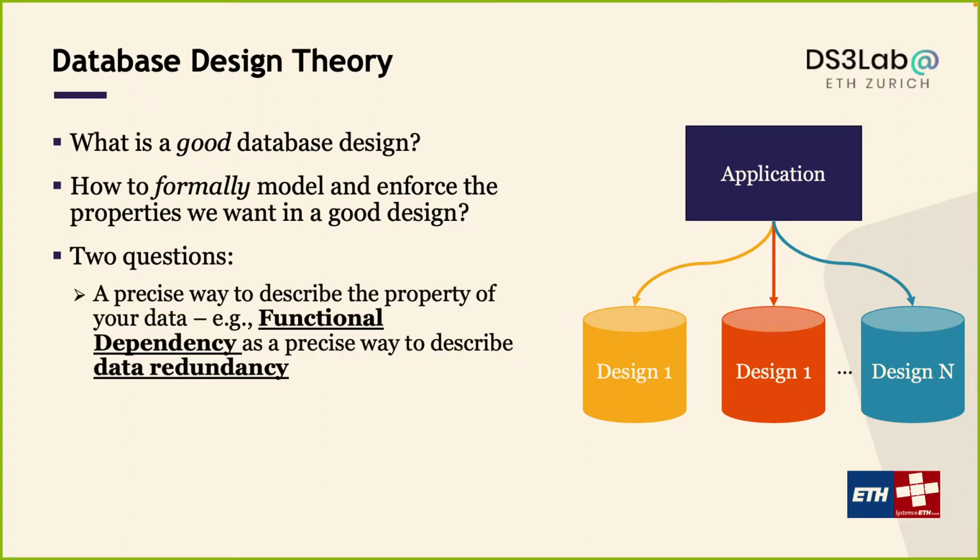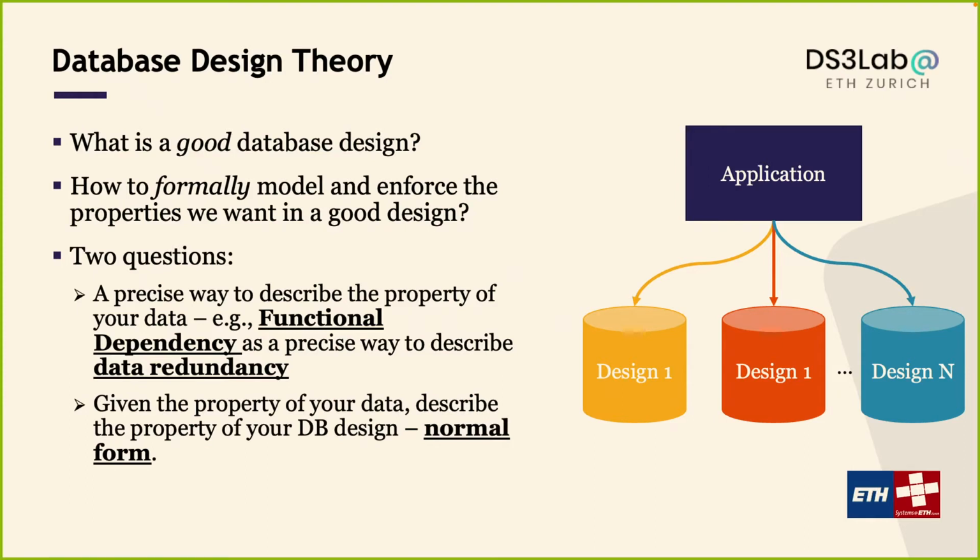So there are two fundamental questions, right? The first one is we want to have a precise way to describe the property of our data. And in the last lecture, we talked about the notion of functional dependency as a precise way to describe the redundancy that you have inside your application. And the other side of the coin is, given the property of your data, how to describe the property of your database design. And that is something we are going to talk about today by introducing the notion of normal form.